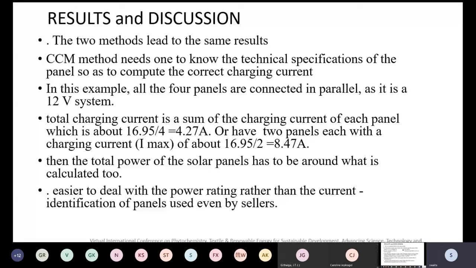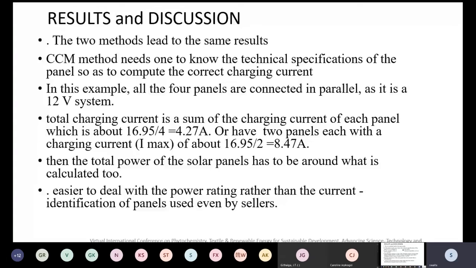And since there are 4 panels, then you can connect them in parallel with the 2 of them connected in series. So we see here the total charge current is 16.95. You divide by 4.27. That means that you can have the 4 panels, you connect all of them in parallel. Or you can have 2 panels, each with a charge current of 8.47, and it will still do. So it depends on what is available in the market.